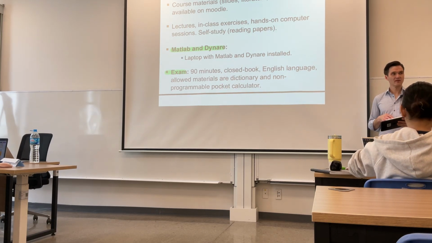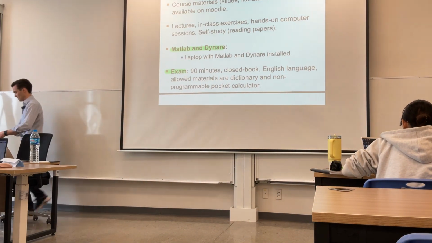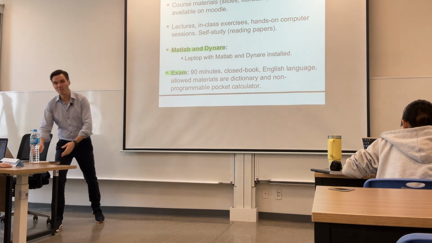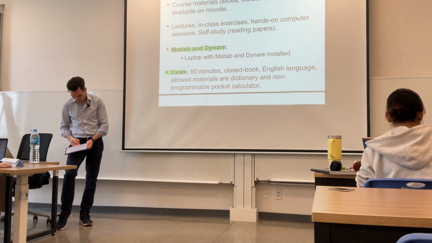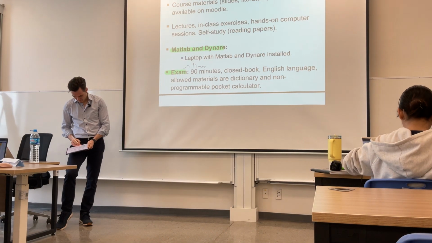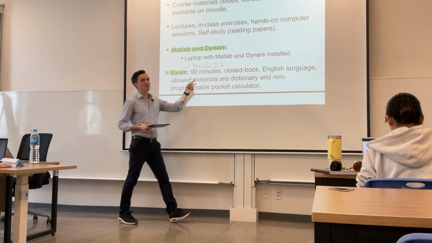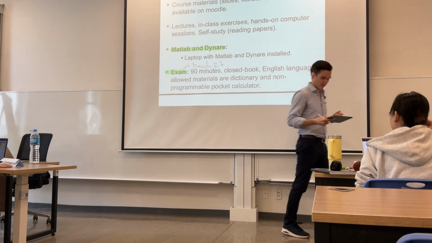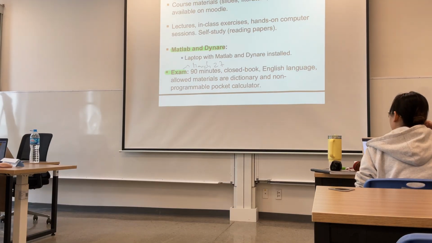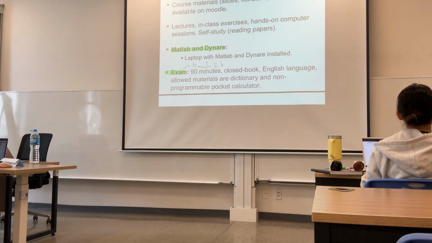I believe it's on the 29th. No, let me check, the 27th. The 27th of March, right? Yeah. Exactly. So there's going to be a 90-minute exam on March 27th. This is going to be a closed book exam. Okay? So it's going to be closed book. It's going to be in English. You can bring a dictionary and you can bring a pocket calculator. Whether you're going to need it, I don't know yet. I haven't written the exam.